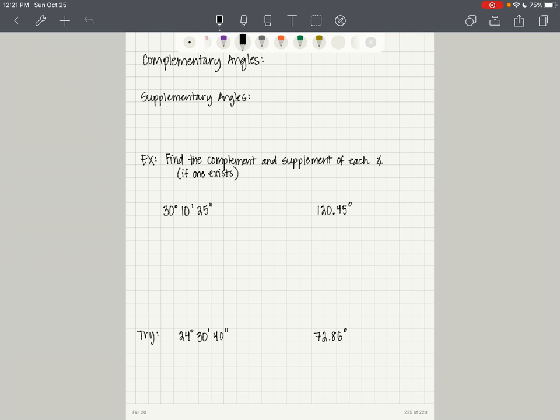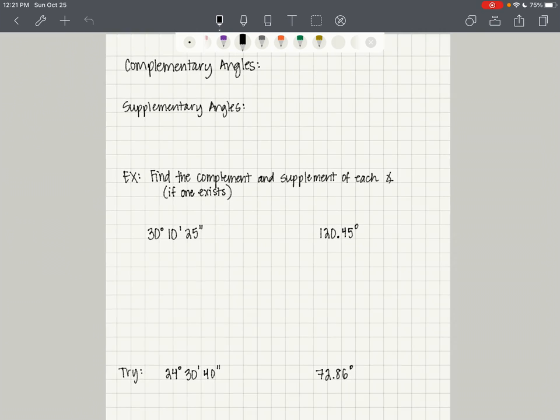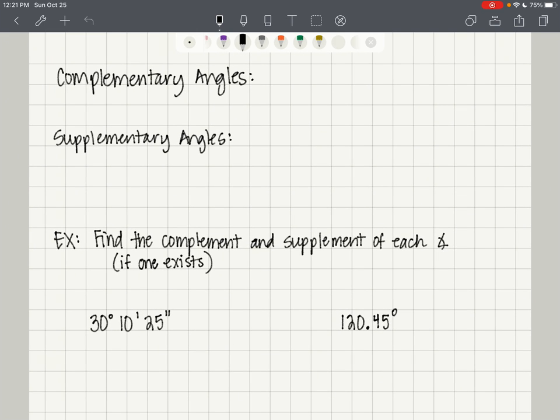Complementary angles are angles that have a sum of 90 degrees. We're going to be a little bit more specific, however, because in the past, all we really needed to know was that it was two angles that added to be a sum of 90 degrees.